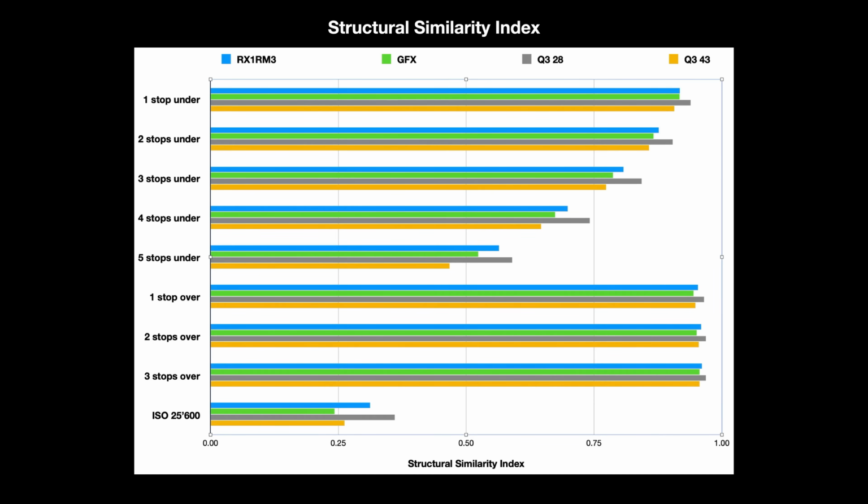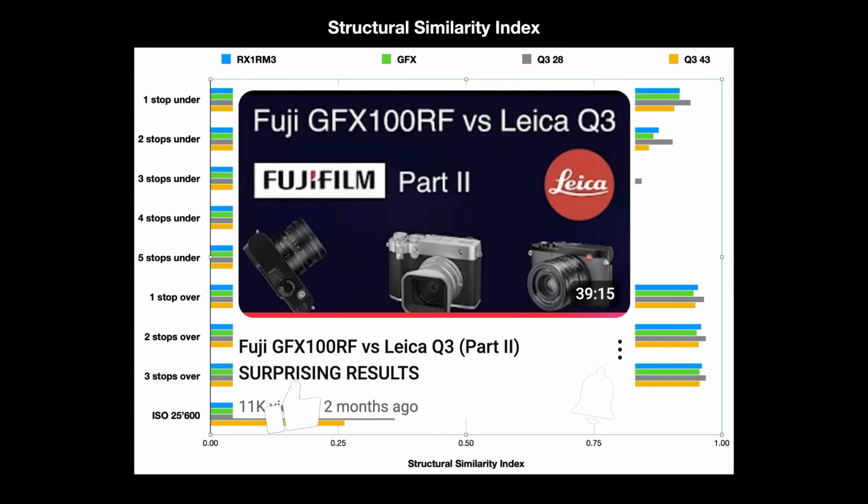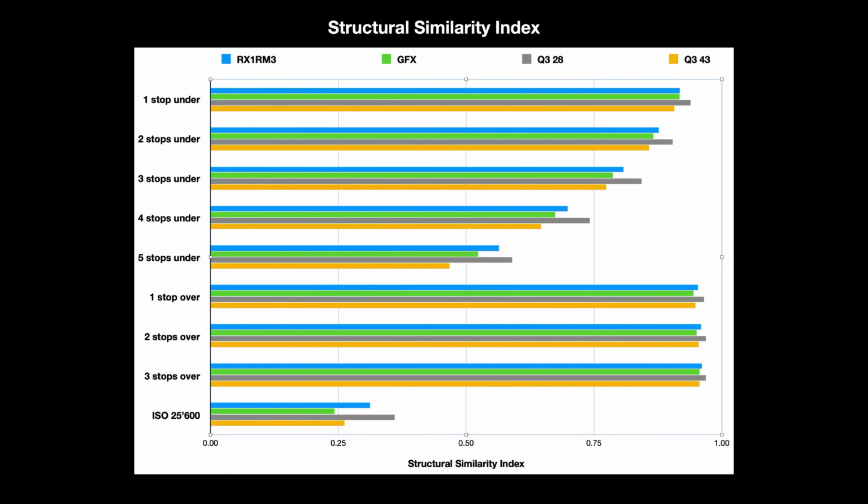Okay, so if this is clarified, then if we look at this and we are conscious that the higher the value, the better, then one camera here clearly peaks out with respect to all 9 stressed images, and that's the Leica Q328. You see always the gray bar being longer than all the other bars with respect to everything, including high ISO. And that means the Q328 performs best among these 4 cameras with respect to structural similarity index, which is 100% consistent with what I showed in my previous video on these type of metrics here when we compared the 2 Q3 cameras with the Fuji GFX100RF.